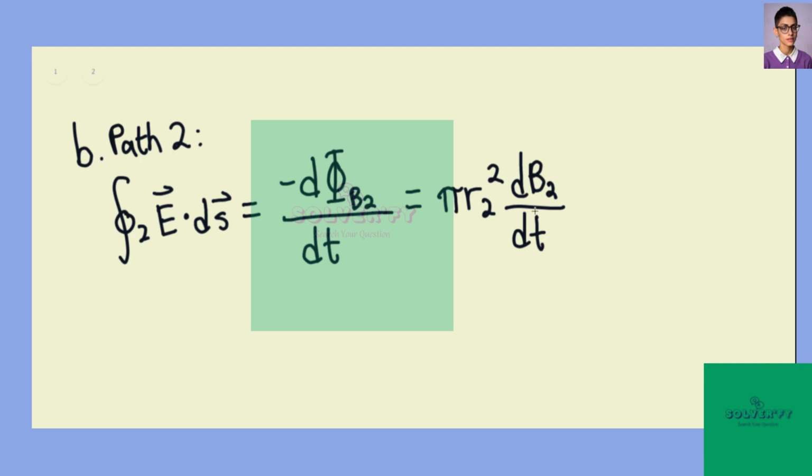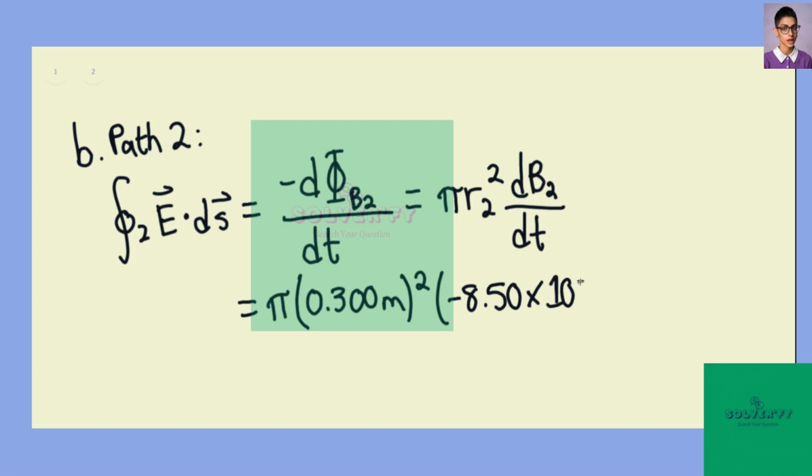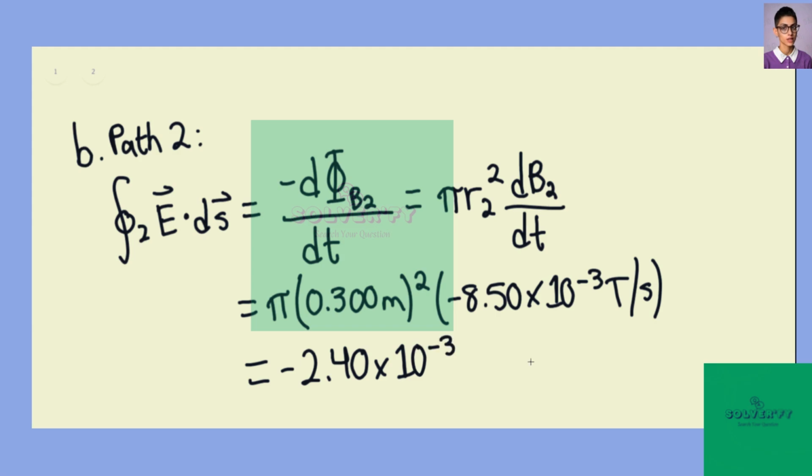And this is going to be equal to pi times (0.300 meters) squared multiplied by negative 8.50 times 10 to the negative third Teslas per second. And we find that this is equaling negative 2.40 times 10 to the negative third volts.